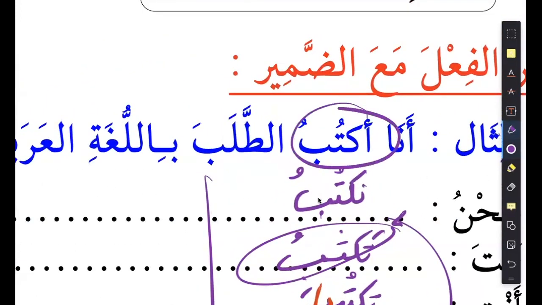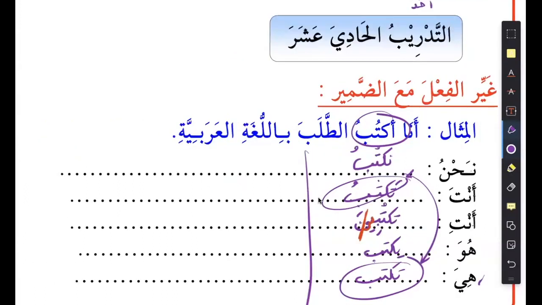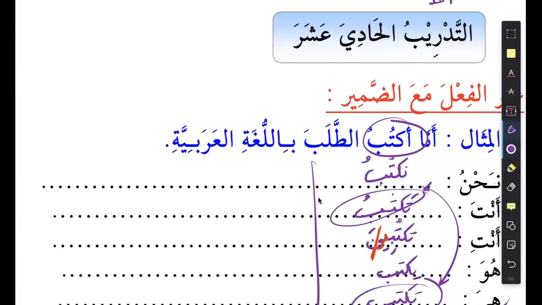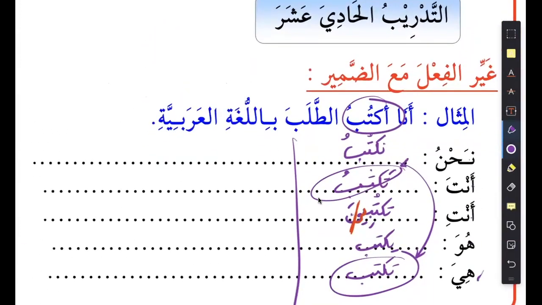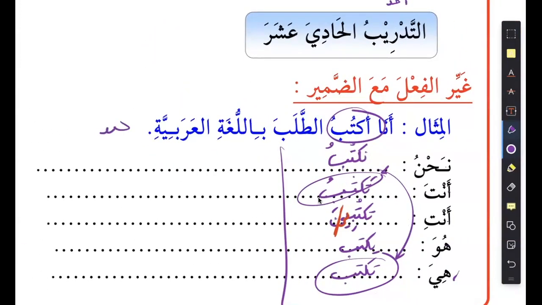How do you say aktubu in past tense? Katabtu. Yes. When you say kataba, that is he wrote. Yes, katabtu. Excellent. So this would be katabtu for this one. And then inshallah, you will be able to do the rest.